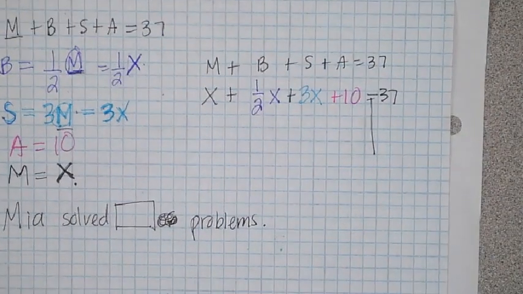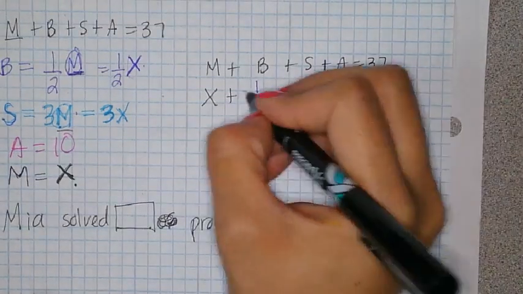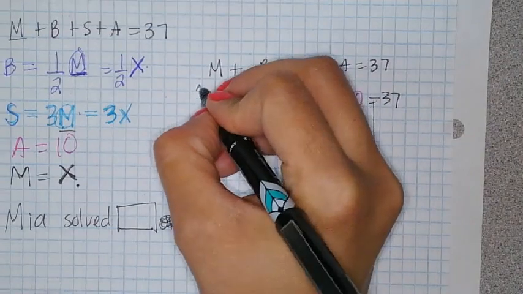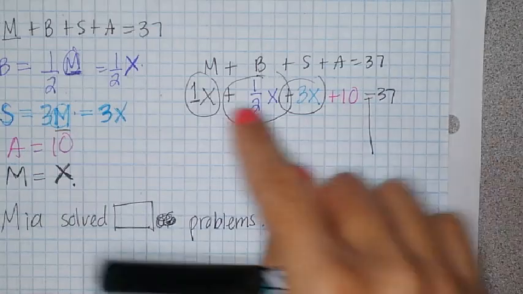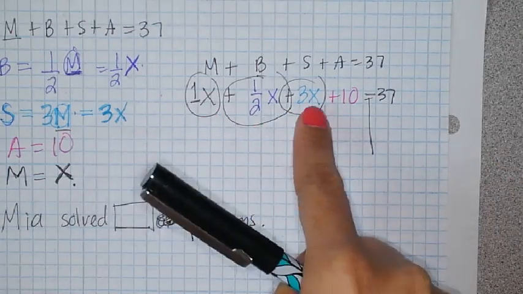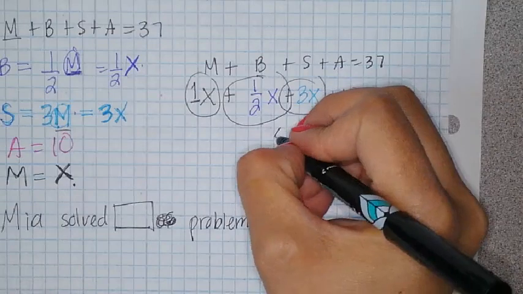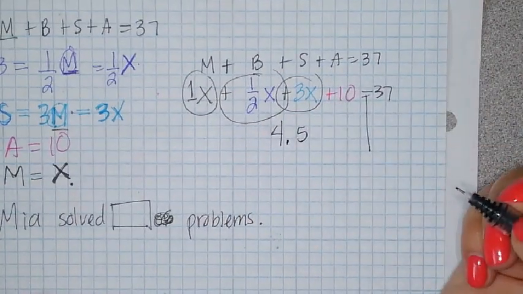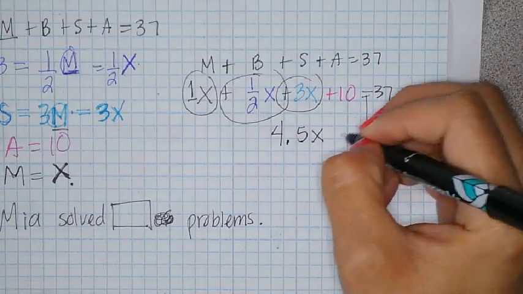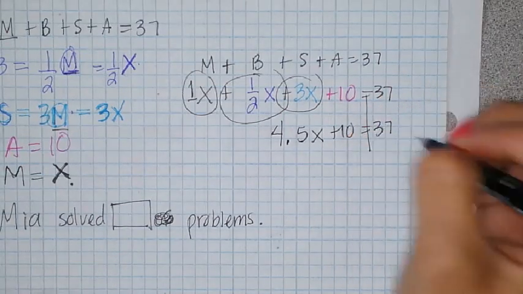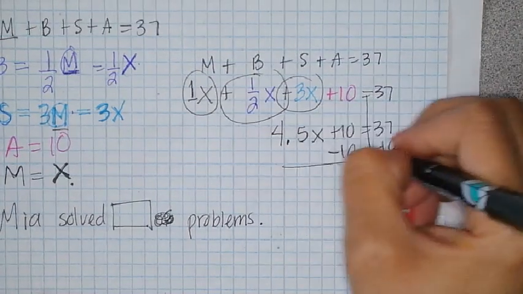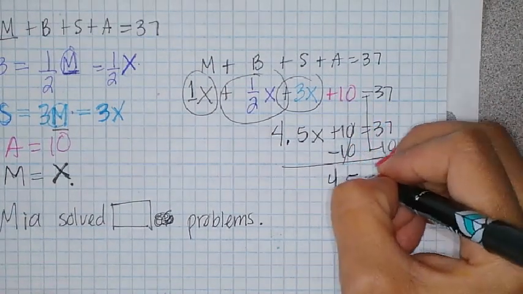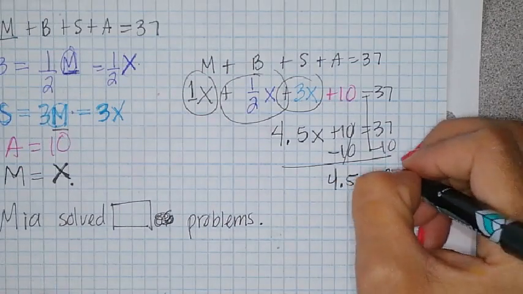So I'm going to have to combine like terms first. I'm going to combine the X's. If I don't see a number, this is a 1. So all of these are like terms. And I'm going to have 1.5 plus 3 is going to be 4.5. You can do it in decimal or you can do it in fraction form. So I'll have 4.5x plus 10 equals 37. From here I'll do minus 10, and 4.5x equals 27.